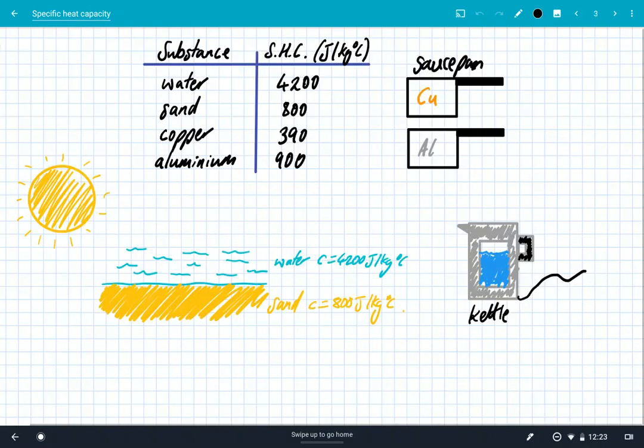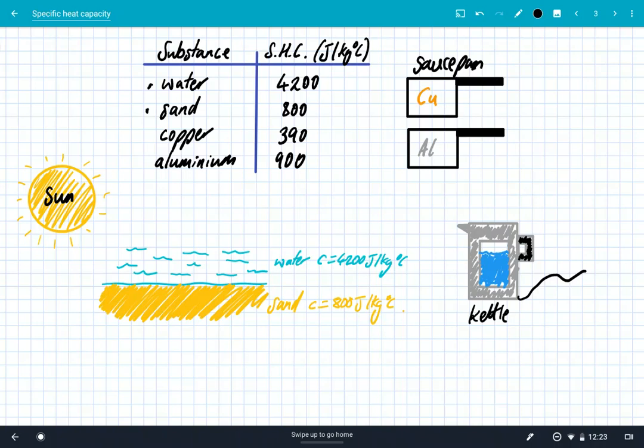Let's look at some real life applications that are explained by understanding specific heat capacity. As I've mentioned, different substances have different specific heat capacities. Water has a specific heat capacity of 4,200. Sand has a specific heat capacity of 800. And this explains why when you go to a beach, the sand feels really hot, but the water feels cool. Now the sun provides the sand and water with the same amount of energy. It doesn't shine more on the sand and less on the water.